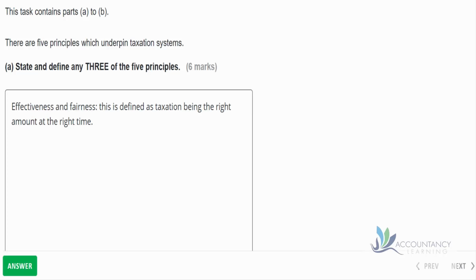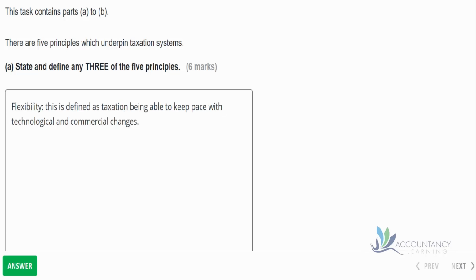Now we only need to do 3 principles for our answer, but let's revise all 5 of them for the purposes of this video. So the 4th principle is that of effectiveness and fairness. So this is defined as taxation being the right amount at the right time. So we need to have an effective system so that people pay their taxes on time, because if they're late, that could cause problems for the government, couldn't it? And similarly, the government needs to pay rebates on time as well, and it needs to be fair so that everybody follows the rules appropriately, they pay the right amount of tax, no one is getting any special treatment or is being punished in any particular way.